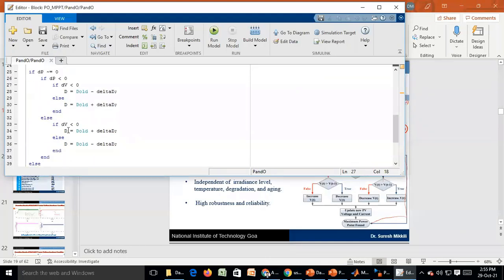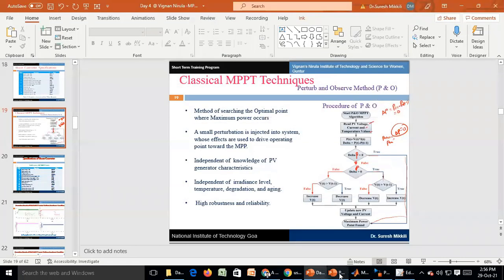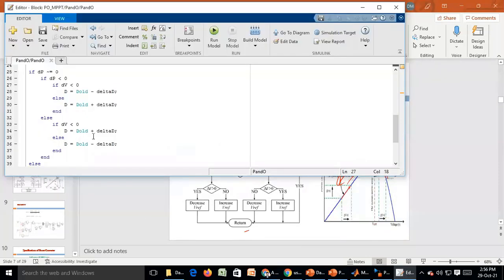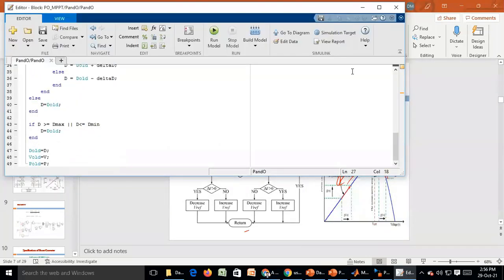If delta P is less than 0, then D old plus delta D, otherwise D old minus delta D. That's what we are doing. Either we increase the V reference value or decrease the V reference value by adding delta D. So these conditions we have taken.